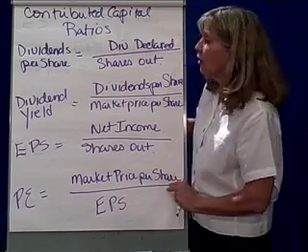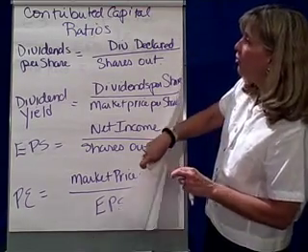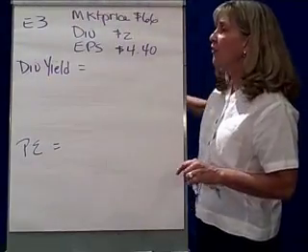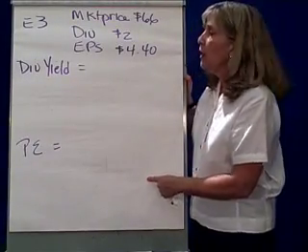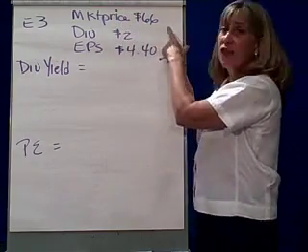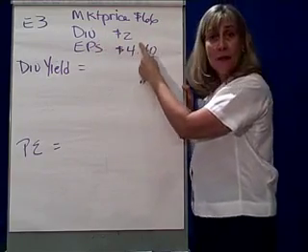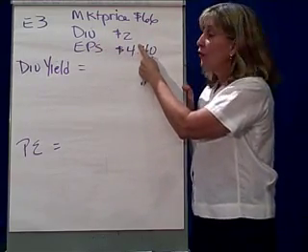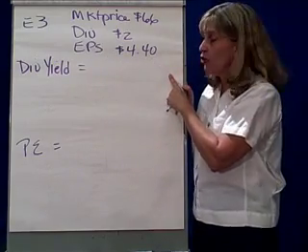Now let's take a look briefly at exercise 3. And in exercise 3, they asked us to find the dividend yield and the PE ratio. And the facts of the situation are this. The market price of the stock at the end of the year is $66. It paid a dividend this year of $2, and the earnings per share are $4.40 per share.